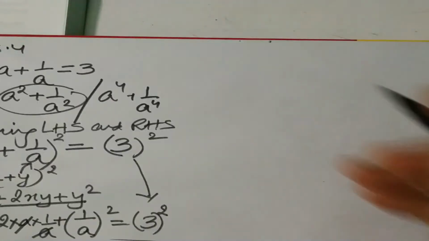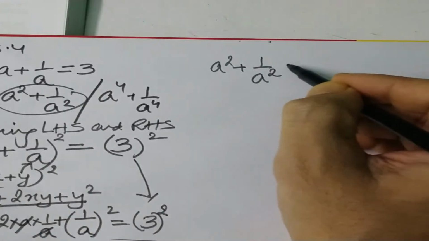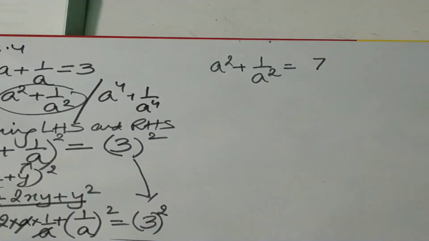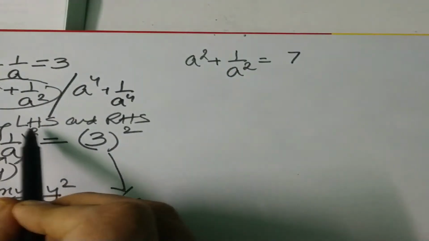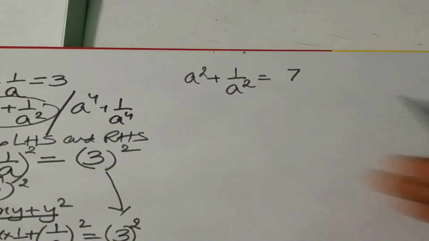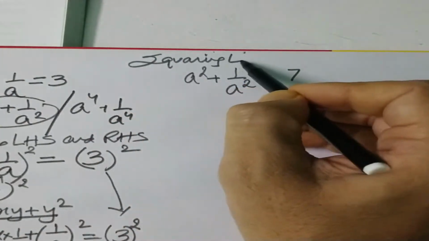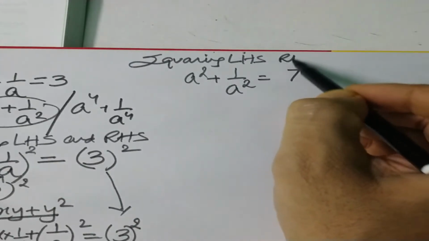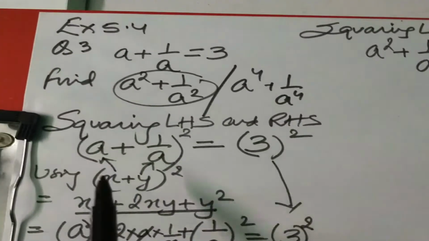So now I will use the same expression, a square plus 1 upon a square is equal to 7, and do the same thing. Same thing means squaring left hand side and right hand side. So I am squaring it, squaring left hand side and the right hand side. Squaring left hand side just like I have done here.